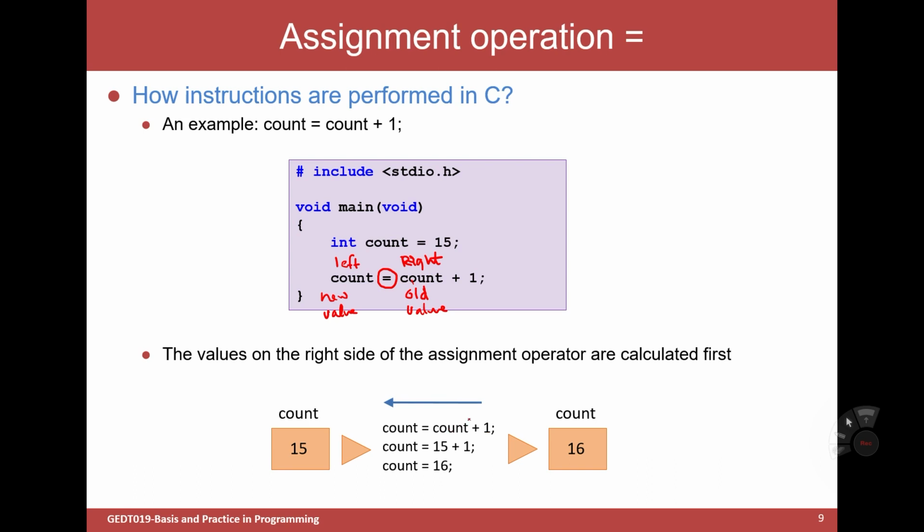Now we evaluate from right to left. We say, okay, count is what? Count is equal to 15, so I replace count by 15. Then 15 plus 1 equals 16. So 16 will go as the new value for the count. The new value of the count will be the old value of the count plus 1. This is how the assignment operation works. The assignment operator works from right to left. You need to do the right side first, and then whatever result is on the right side goes to the left side. This is the meaning of this arrow here.